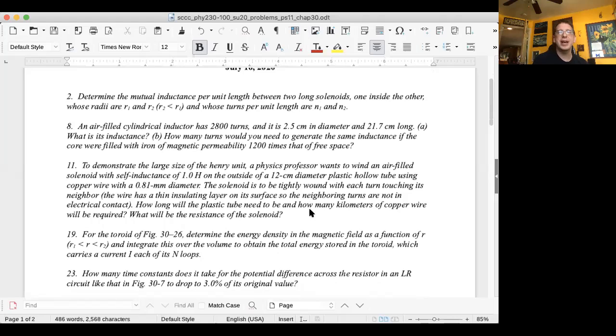To demonstrate the large size of the Henry units, a physics professor wants to wind an air-filled solenoid with self-inductance of 1.0 Henry on the outside of a 12 centimeter diameter plastic hollow tube using copper wire with a 0.81 millimeter diameter. The solenoid is to be tightly wound with each turn touching its neighbor. The wire has a thin insulating layer on its surface, so the neighboring turns are not in electrical contact. How long will the plastic tube need to be, and how many kilometers of copper wire will be required, and what will be the resistance of the solenoid?